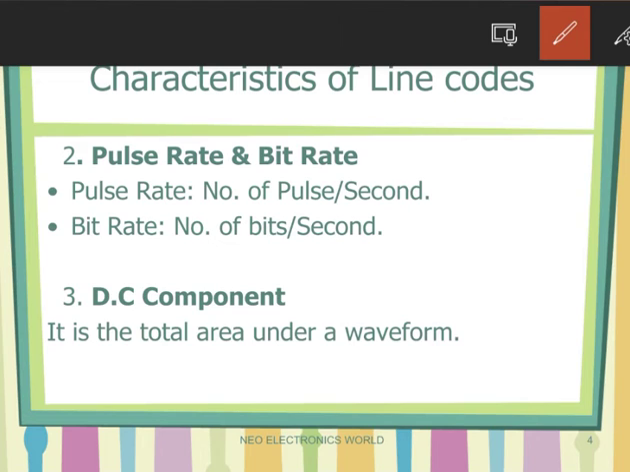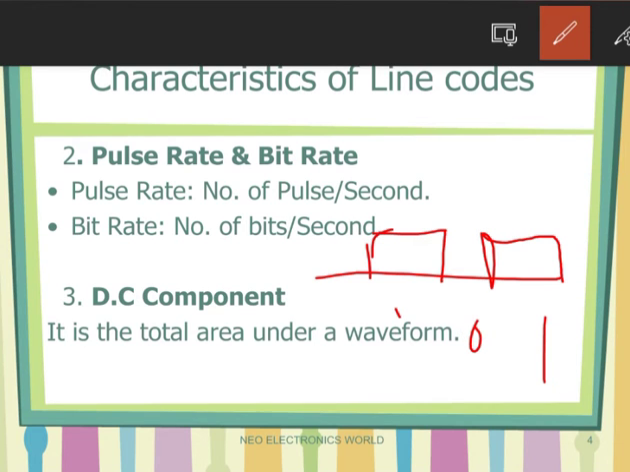Then what about the DC component? It is the total area under a waveform. So let's have a waveform here, 1, 0, 1, 1, 0, 1. What is the total area here? Area under this and then area under this. So we have 2 units of area under the waveform.